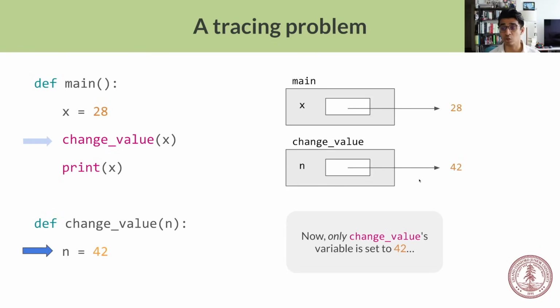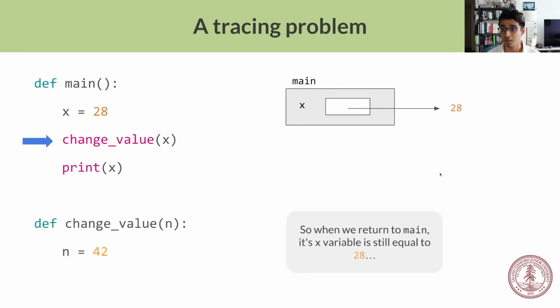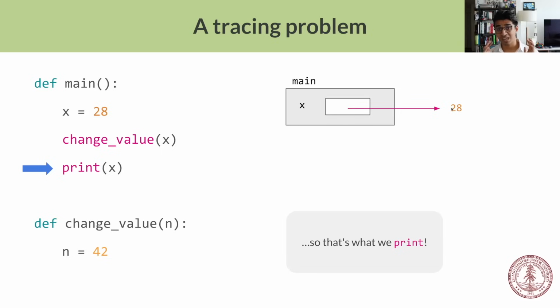So now only change_value's variable is set to 42, meaning that when the function returns and its variables all go away, x is still equal to 28. And so when we print x, we follow the arrow to the 28, and that's what we print. So if you predicted that we'd print 28, awesome, great job. You have a great sense of how variables work when we pass them as parameters. If you predicted 42 or some other number, I'd recommend making sure you understand now why this is going to print 28. You might want to try actually writing this program in the IDE to make sure you understand each of the steps.